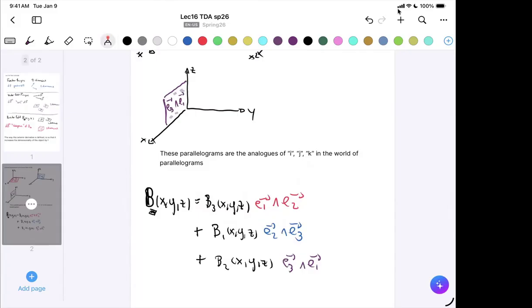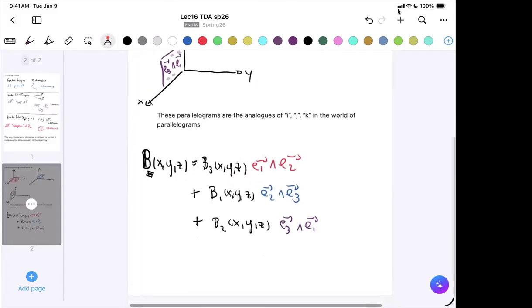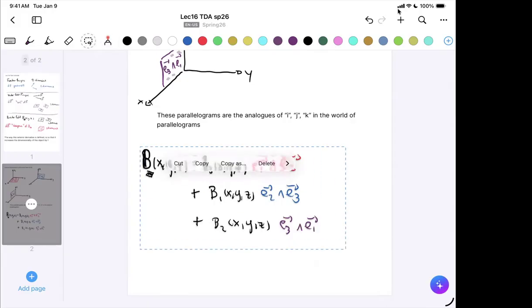Okay, and so each derivative, the way to define the derivative, let me see if I can write it here. Let's just leave it like that. And then what is this derivative? Let me copy paste this on the next page.